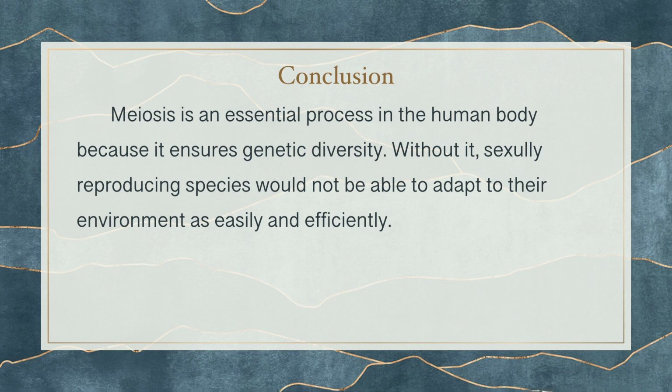Conclusion. Meiosis is an essential process in the human body because it ensures genetic diversity. Without it, sexually reproducing species would not be able to adapt to their environment as easily and efficiently.